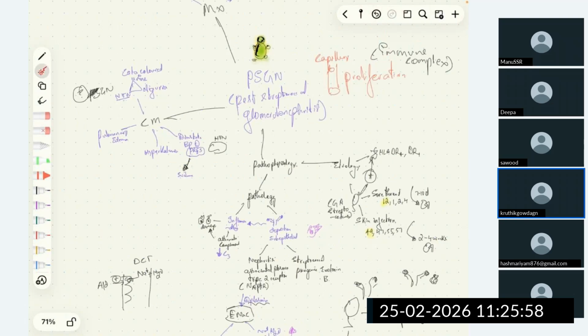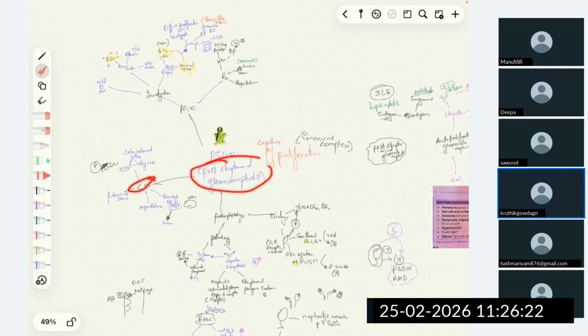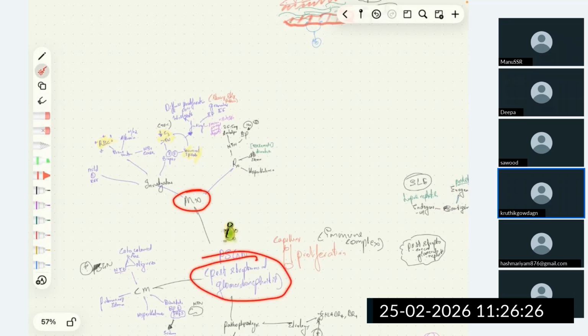Now we discussed clinical manifestations and pathophysiology. Under clinical manifestation, we saw classical triad, cola-colored urine, hypertension, oliguria, pulmonary edema, and then hyperkalemia, diastolic blood pressure impairment leading on to posterior reversible encephalopathy syndrome, which may present as seizures in patient. This is about PSGN clinical manifestation. Let's see management of post-streptococcal glomerulonephritis.